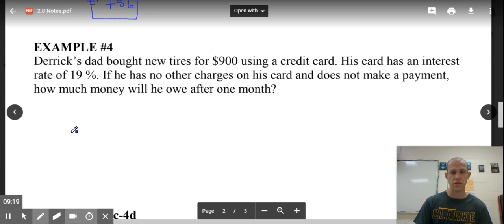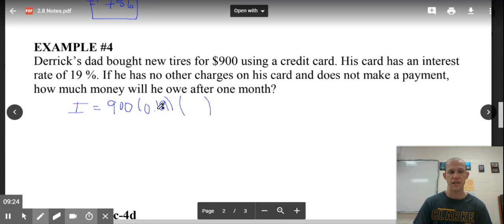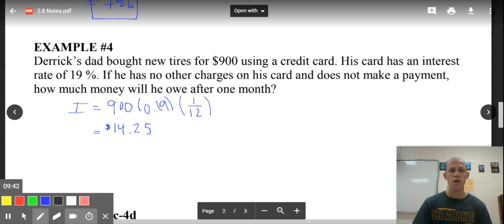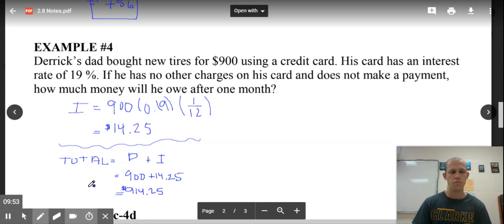So first, let's find the interest. We do what we've always been doing by taking the principal multiplied by the percent as a decimal, and we have to multiply by the amount of time. And that amount of time is 1 month. So that is 1 out of 12 months. So that's 1/12 of a year. So the interest that Derek's dad's going to pay is $14.25. But we want to know how much he's totally going to owe after 1 month. So to calculate the total, we take P plus I, principal plus interest, and we get $914.25.